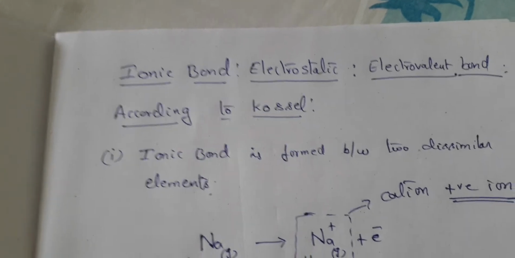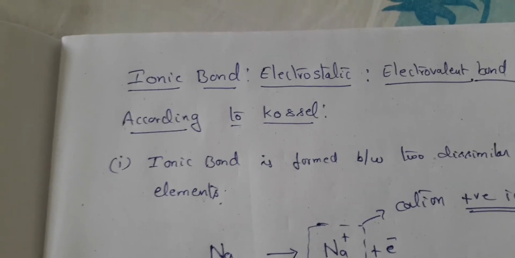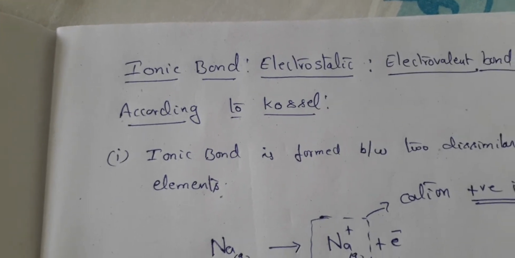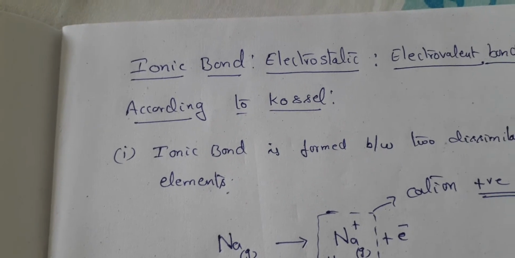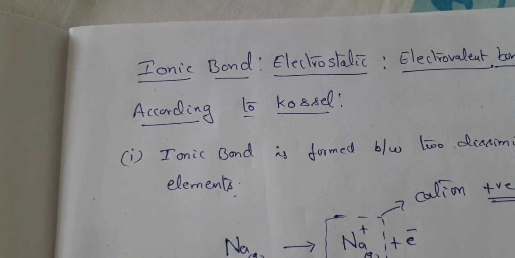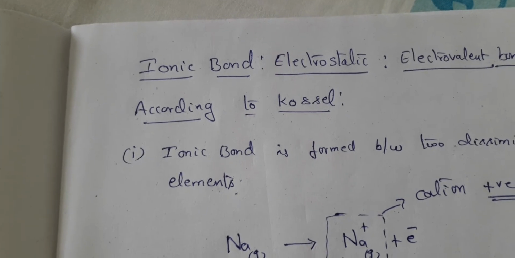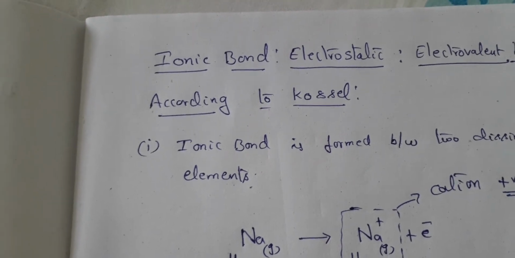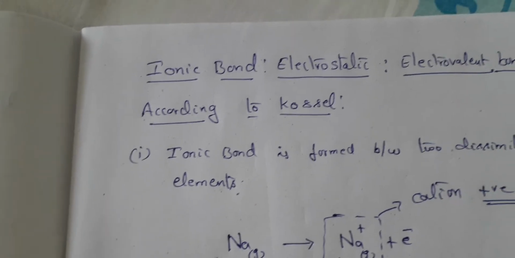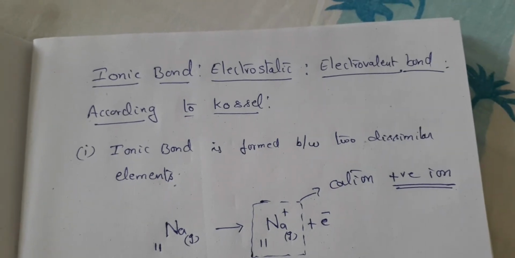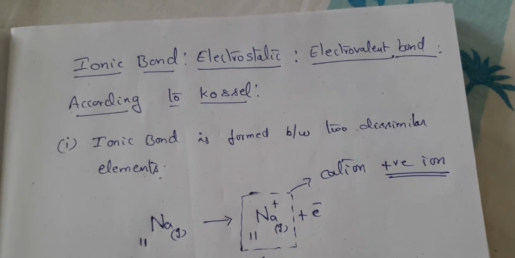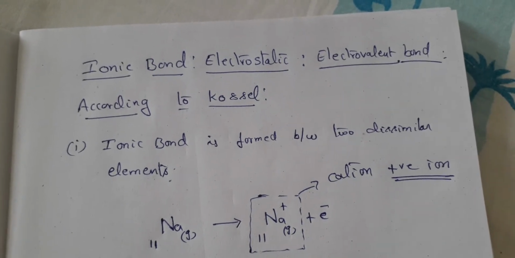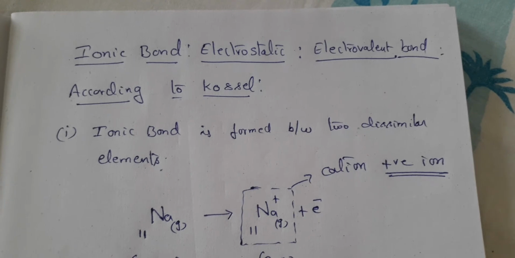So this is also known as an electrostatic bond. Why is this called an electrostatic bond? Because the force of attraction between these two ions is the electrostatic force between two opposite charges, one being positive and the other being negative. And this is also called an electrovalent bond. So the three names are ionic bond, electrostatic bond and electrovalent bond.